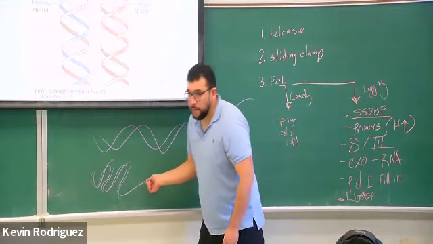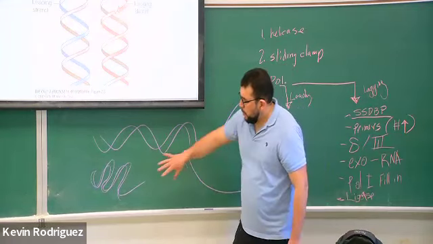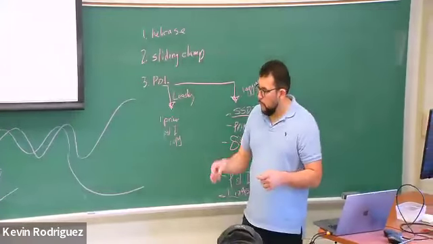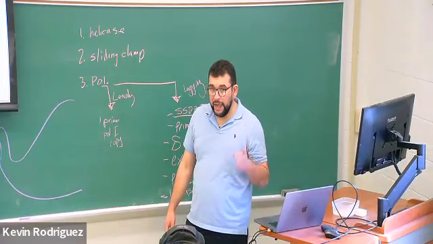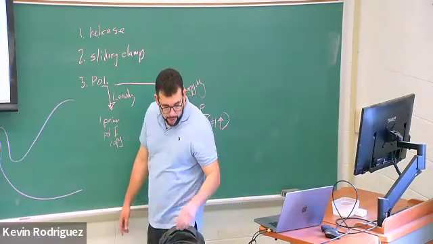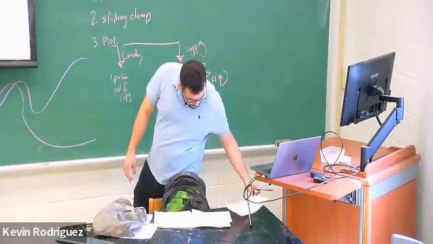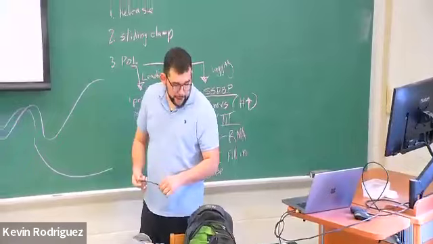Right? The more you open it up, the more tangled it gets. The problem with this tangled DNA is if you get it so tangled, it won't let you move forward. There's going to be two types of topoisomerases, and basically they're DNA cutters. Topoisomerase number two is going to be the big player here.